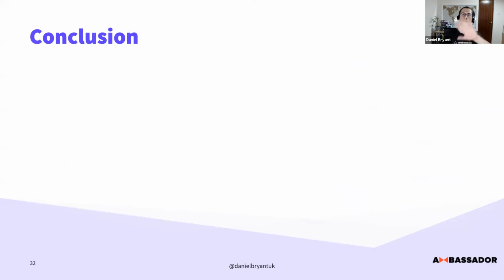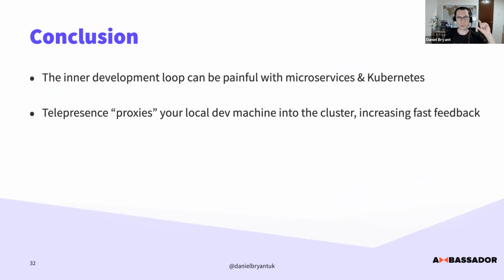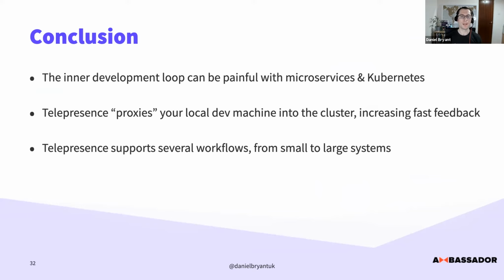So in conclusion of the talk part and the demo part, the inner dev loop can be painful with microservices and Kubernetes. Microservices, more things, more dependencies. Kubernetes, more infrastructure layers. Telepresence proxies your local dev machine into the cluster, so you get that fast feedback loop. It supports workflows. Again, I'll share the slides with you later. It's a bit more involved to explain some of these things, but hopefully you're picturing in your mind how you could use it amongst your team as a workflow booster for fast feedback and sharing preview URLs around the team, for example.